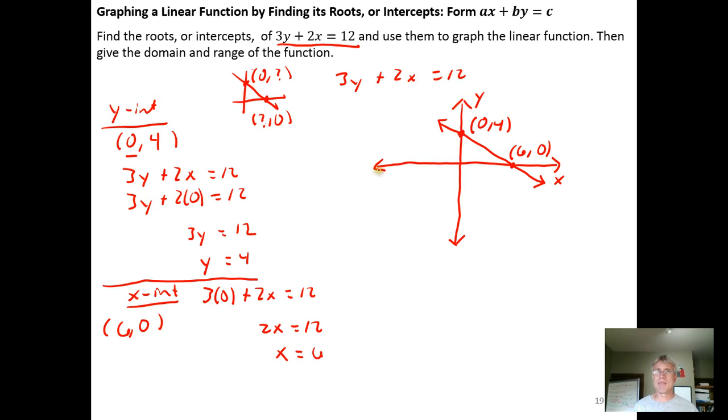I just double check that I remember to put the arrows on everything. I did. Did I label the intercepts? I did. Did I label the axes with x and y? I did, so that's done.